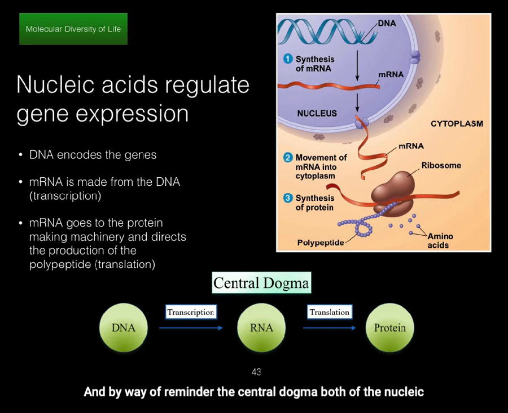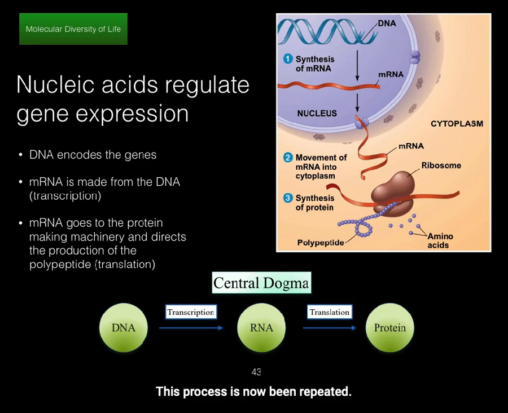And by way of a reminder, the central dogma. Both of the nucleic acids we covered today, DNA and RNA, as well as the other macromolecule that we covered today, proteins, are part of gene expression. DNA is transcribed to mRNA in the nucleus of a cell. The mRNA leaves the nucleus and goes to the ribosome, and in the ribosome, the mRNA is translated into a strand of polypeptides of amino acids in order to make a protein. DNA is transcribed to RNA and is translated into protein, and this is known as the central dogma of biology.